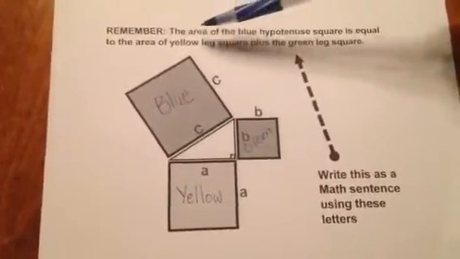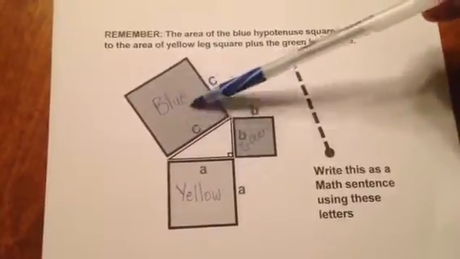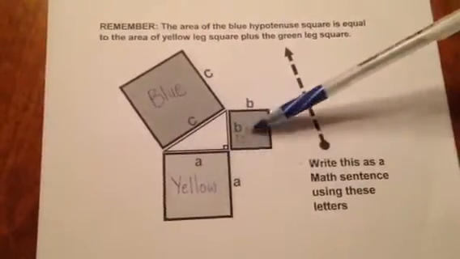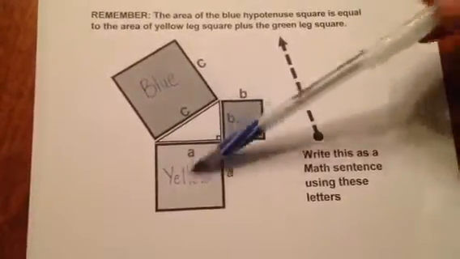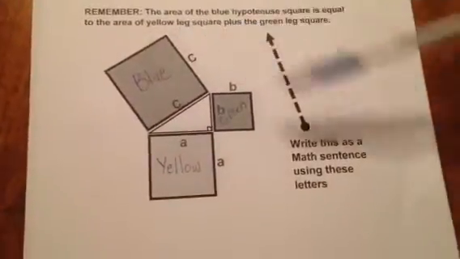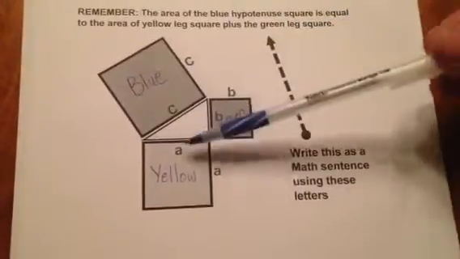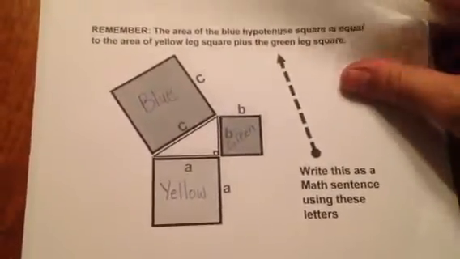Now, remember what Pythagoras found from Pythagoras 1 video? We said that the area of this blue square, we can't see the color, so this is the blue square, is equal to the area of the yellow square plus the green square. So these two squares added up together equal the area of the blue. Now we're going to write this as a math sentence using just the letters A, B, and C. And so this is what we get.